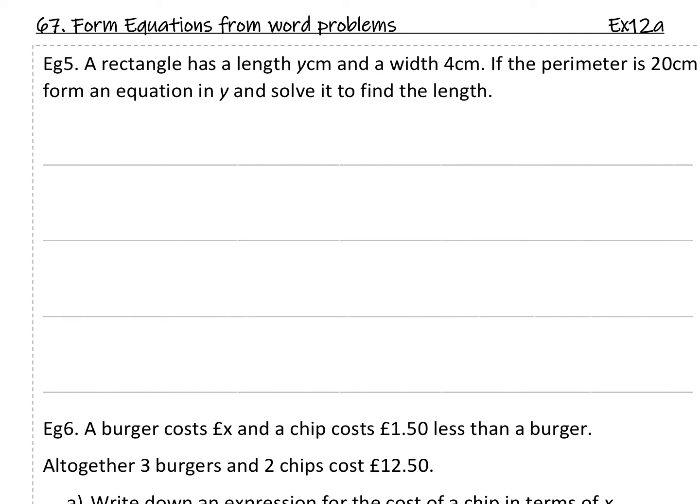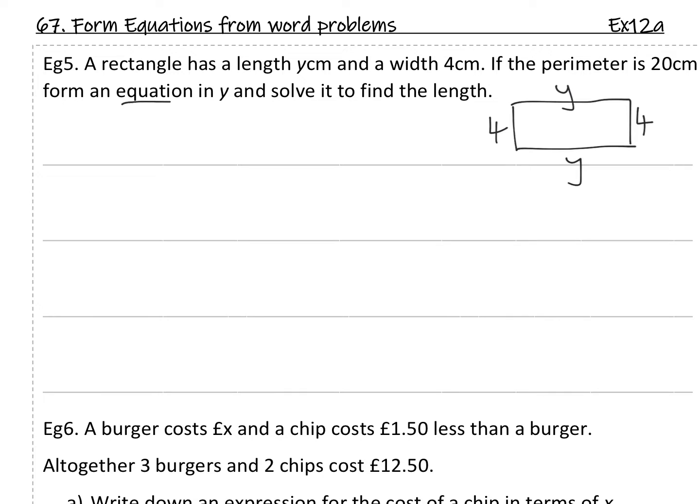Example 5. A rectangle has a length y centimeters and a width 4 centimeters. If the perimeter is 20, form an equation in y and solve it to find the length. Because this is a shape question, I like to draw it out to get an idea of what's going on. The length of the rectangle is y and the width is 4.